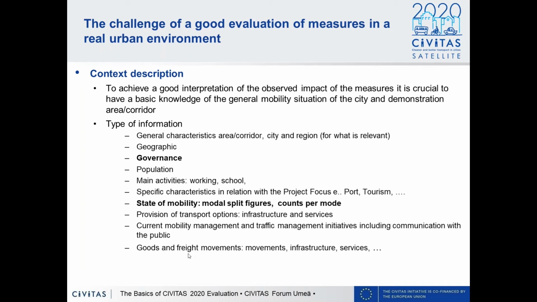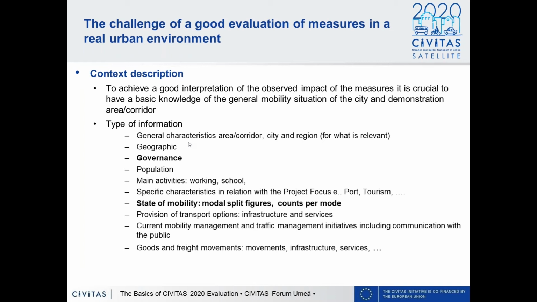And therefore, we made here a little list of interesting elements. It's not the idea to make a large report on that, but at least an evaluation manager, and also people who are finally assessing or trying to understand the impact you're measuring and explaining at the end of the project, should have an idea of the general context, because depending on this context, it's understandable that the impact of the same measure is completely different.